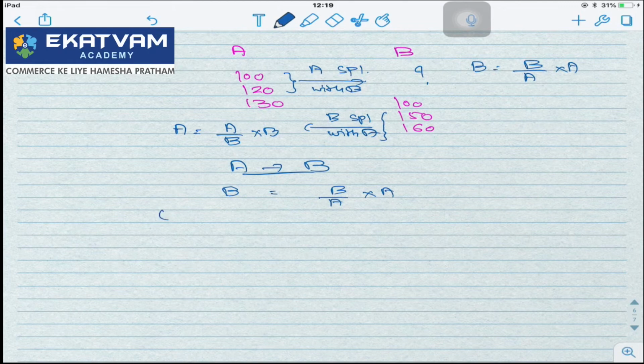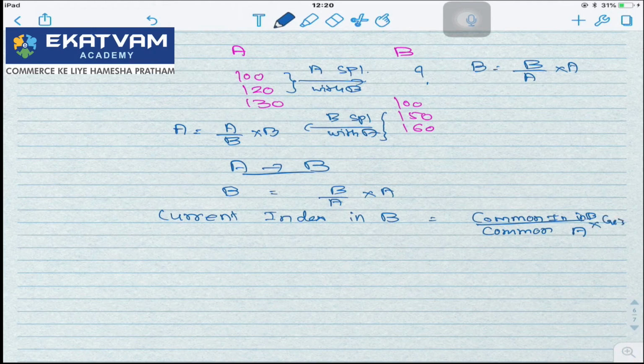So what is that? Current index in B. Whatever we want to find is current, right? So this is current index in B. It is equal to common index in B upon common index in A and current index in A. So here it is common, here it is common, and here it is current. And what we want to find is current. So just keep this in mind for the theory question.